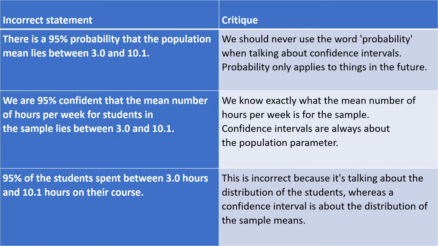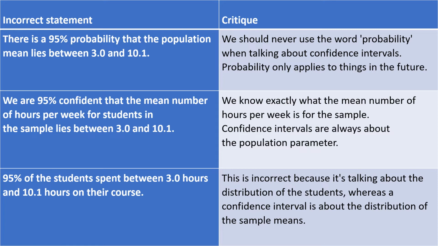We are 95% confident that the mean number of hours per week for students in the sample lies between 3 and 10.1. People, we know exactly what the mean number of hours per week is for the sample. We've just measured it. Confidence intervals are always about the population parameter. So that's, of course, wrong.